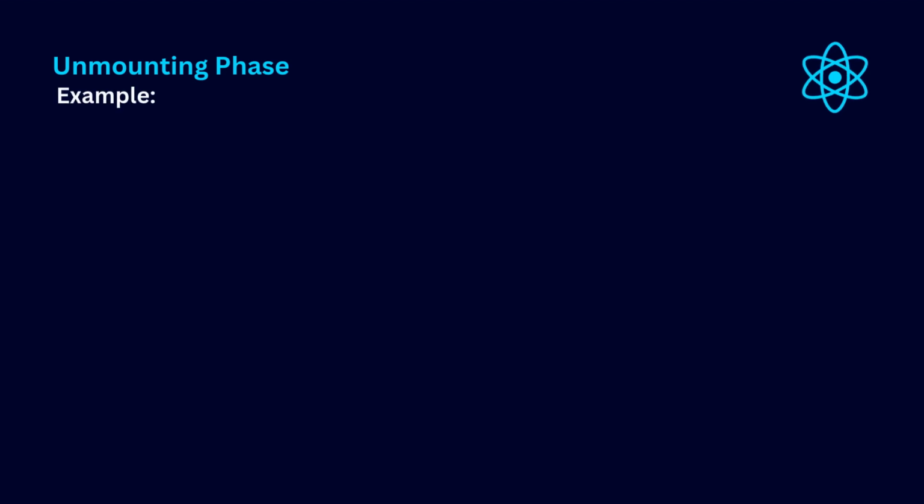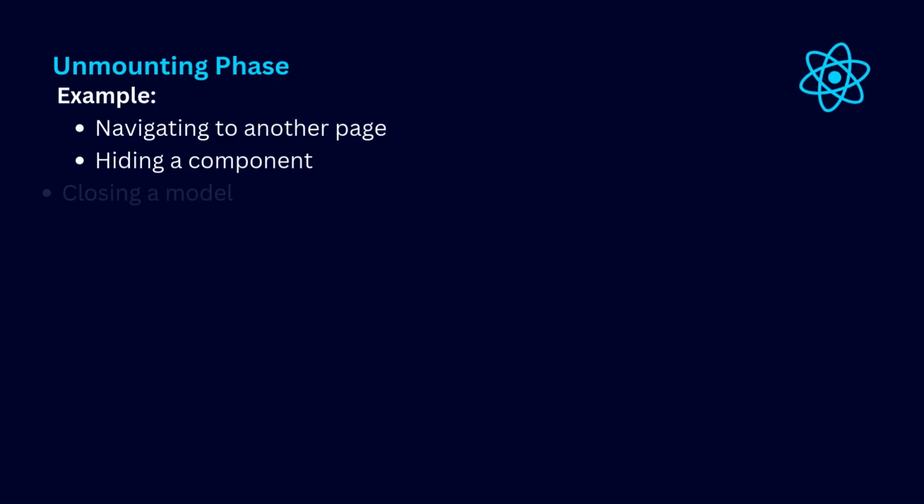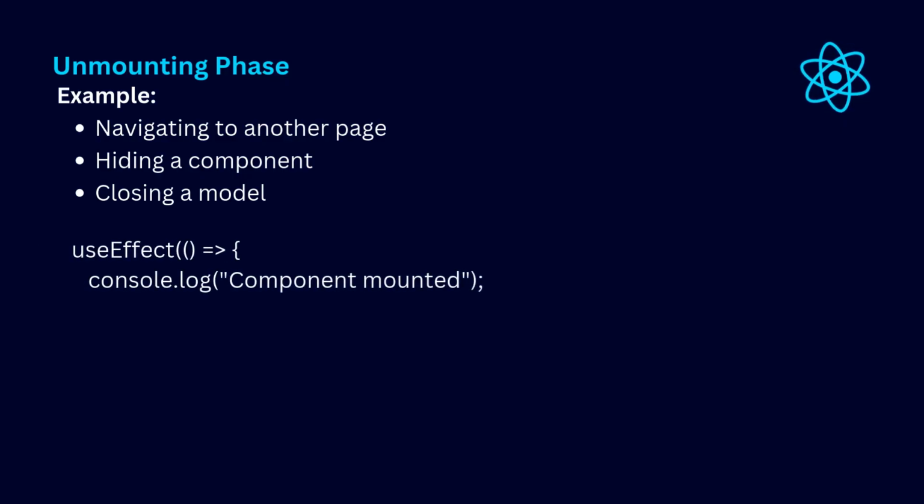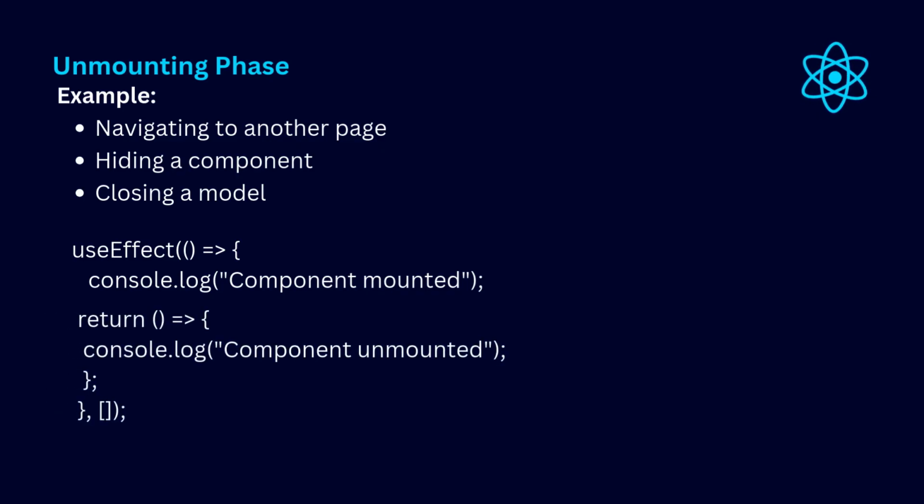For example, while navigating to another page, hiding a component and closing a modal. When a component unmounts, we must clean up timers, event listeners, and subscriptions. In useEffect, this is done by returning a cleanup function. For example, useEffect console.log component is first mounted, return console.log component is unmounted. Here the function inside return runs when the component is removed.